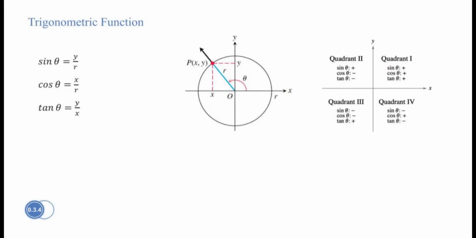Now we extend trig functions from right triangles to the coordinate plane. If we have a point P(x, y) on a circle, then r is the distance from the origin to the point. Using this, we define sine theta equals y over r, cos theta equals x over r, and tan theta equals y over x. The signs of sine, cosine, and tangent depend on the quadrant. For example, in quadrant 1, all three are positive. In quadrant 2, sine is positive, but cosine and tangent are negative. This helps us find trig values for angles beyond just right triangles.